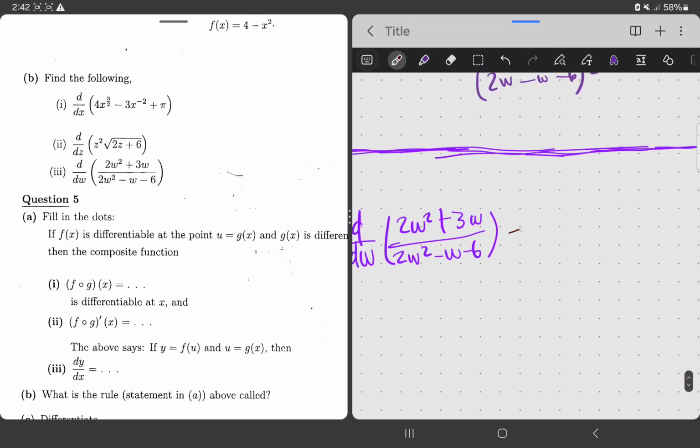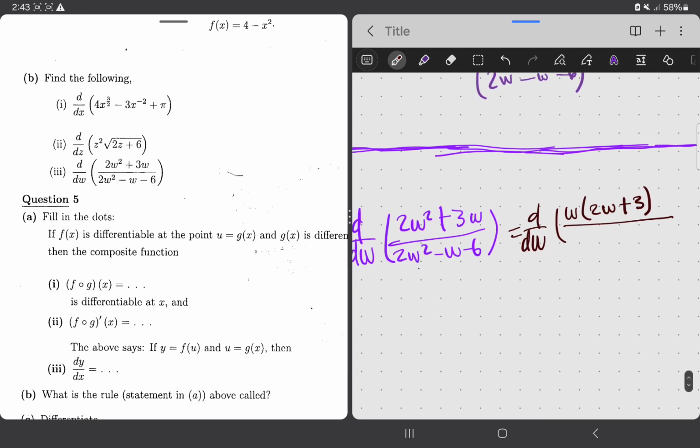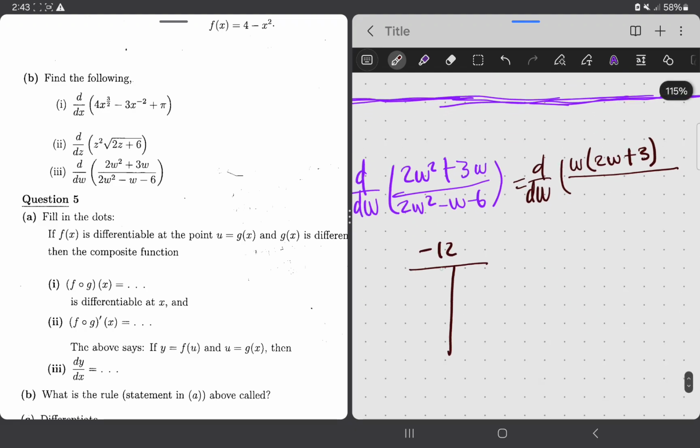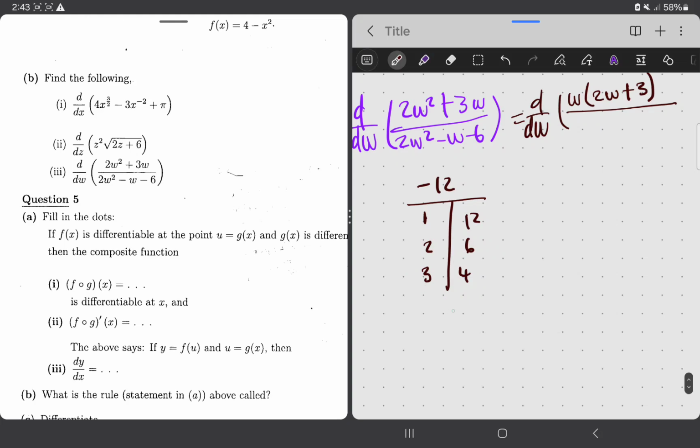So I would say this is going to be equal to d/dw of, let's factorize here, w comes out, we'll remain with 2w plus 3. Then all over, now let's work with this one. We have 2w squared minus w minus 6. To find the factors, we need to factorize it. We multiply 2 and negative 6. We'll get negative 12. We put it on our T. We then find the factors of 12 first, which is 1 and 12, 2 and 6, 3 and 4. What's the next number after 3? It is 4, but it's already there. If you get to a number which is already there, you stop. It's time to stop.